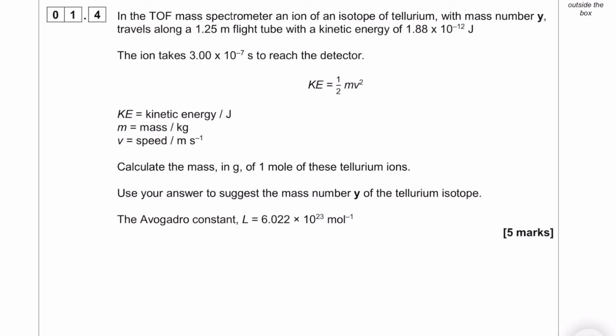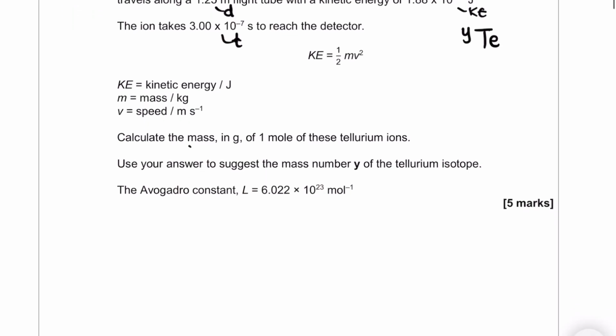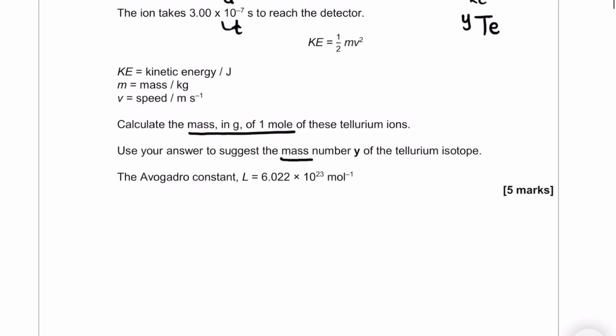In the time of flight mass spectrometer, an ion of an isotope of tellurium with mass number Y, so we've got a Y at the top here, travels along a 1.25 metre flight tube, that's the distance, with a kinetic energy, and it takes 3 × 10⁻⁷ seconds to reach the detector. Calculate the mass in grams of 1 mole, and then use your answer to suggest mass number.